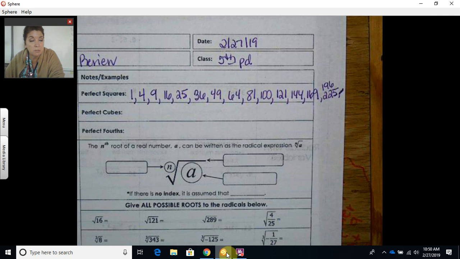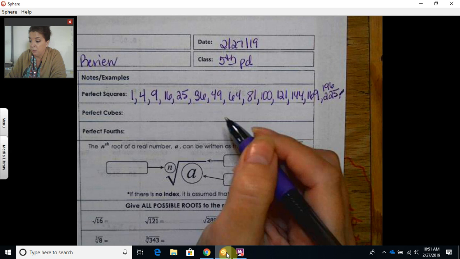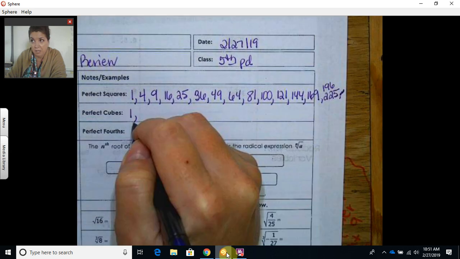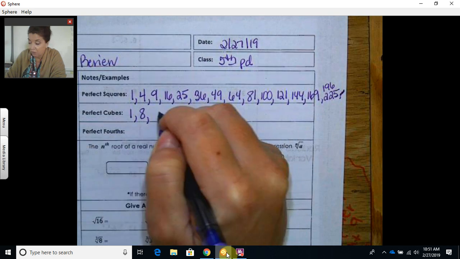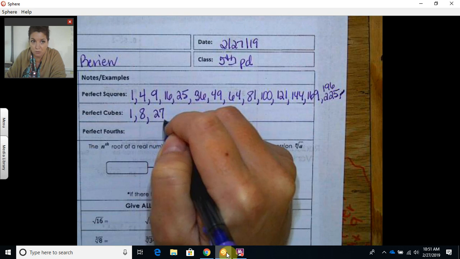All right, what's a perfect cube? 3 identical factors make up the number. So what's 1 cubed? That means 1 times 1 times 1. So what's the cubed root of 1? What's 2 cubed? 2 times 2 times 2. So what's the cubed root of 8? 2. What's 3 cubed? 27. 3 times 3 is 9. 9 times 3 is 27. So what's the cubed root of 27?